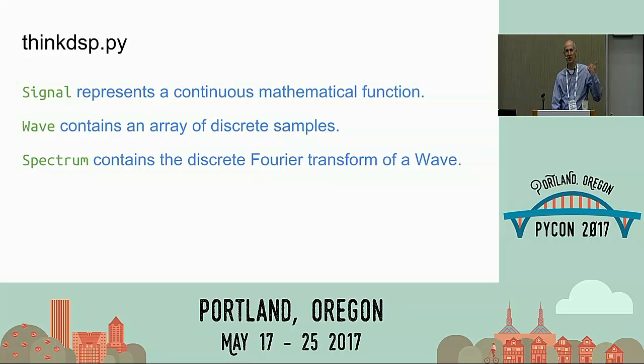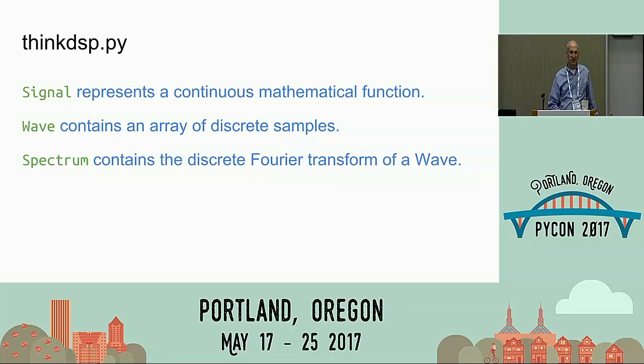One of them is a signal, and that represents a continuous mathematical function that exists over all time. So it's a pretty abstract kind of mathematical thing. A wave is a more concrete thing. It is kind of like a recording where you have samples at equally spaced intervals in time. And if you picture an MP3 file or a wave file or anything like that, basically any kind of digital recording of sound, that's basically what the wave object represents.